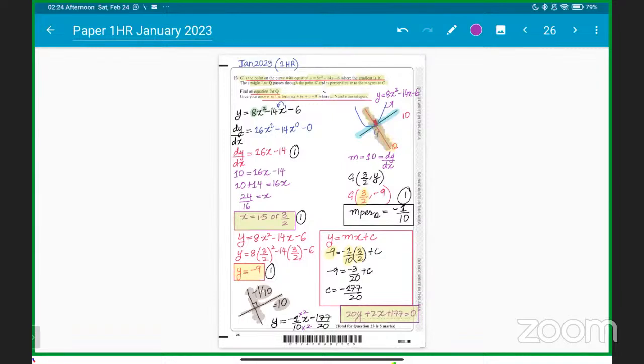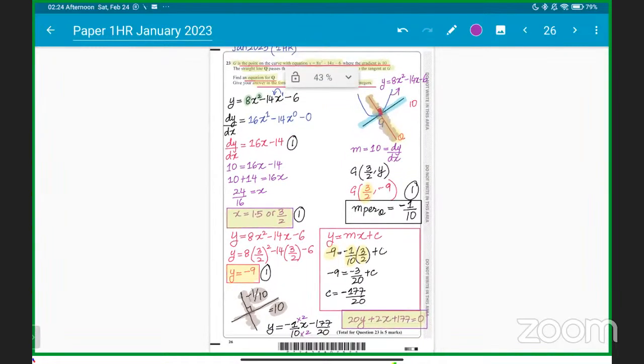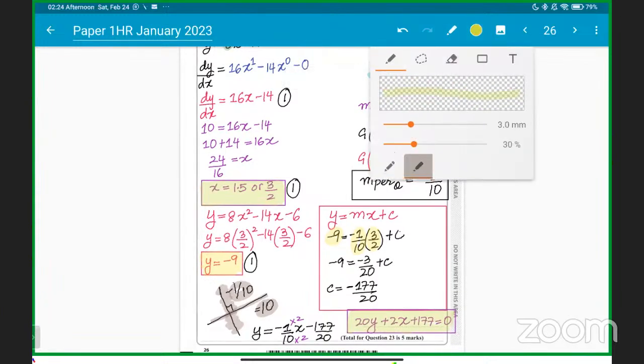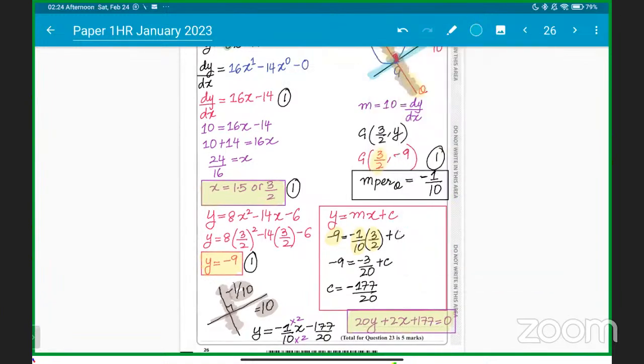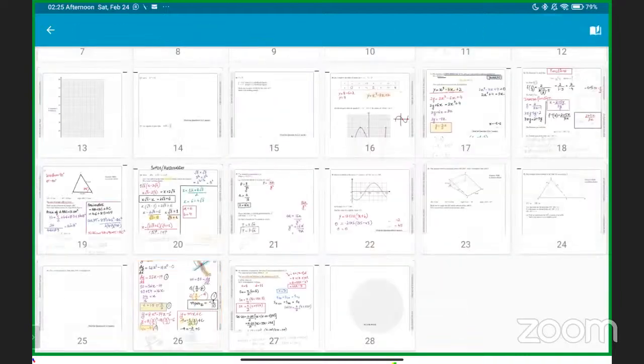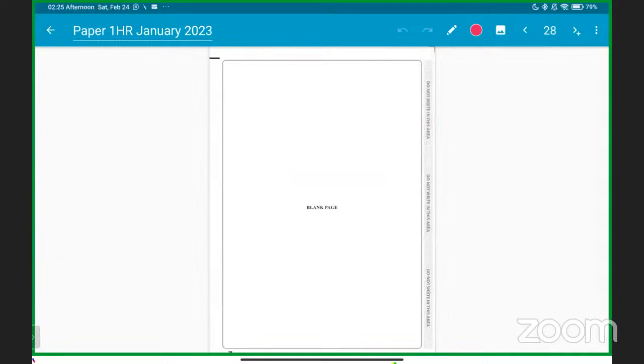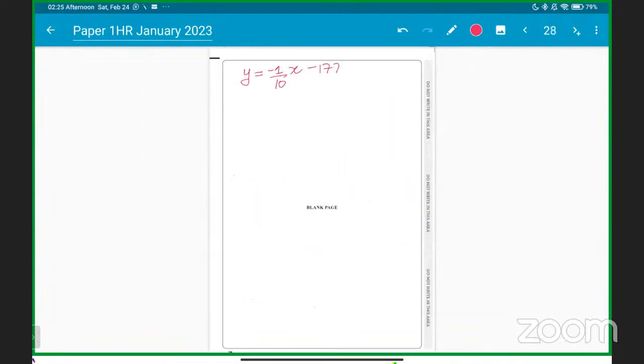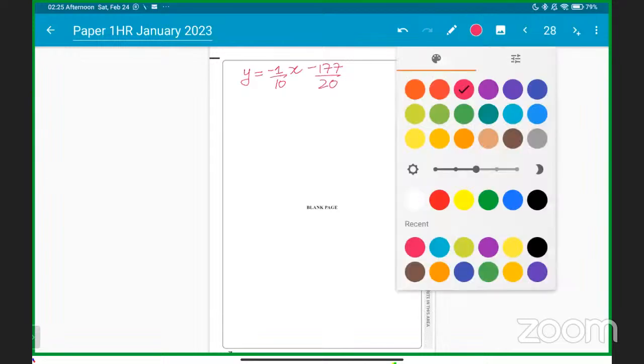Sir, how did you do this last step? Okay, sure. Did you get this? Why we got the y-intercept, the c value, as minus 177 over 20? Did you get this? Yes, sir. Okay, so let's do it on the next page now. So what is the equation? y equals minus 1 over 10 x minus 177 over 20. Understood? This is the equation for... just give me 1 minute.